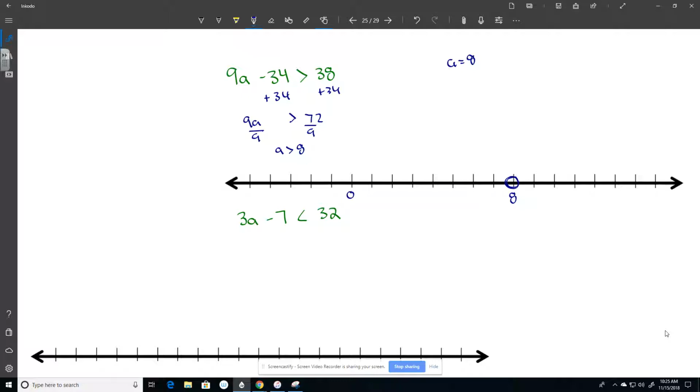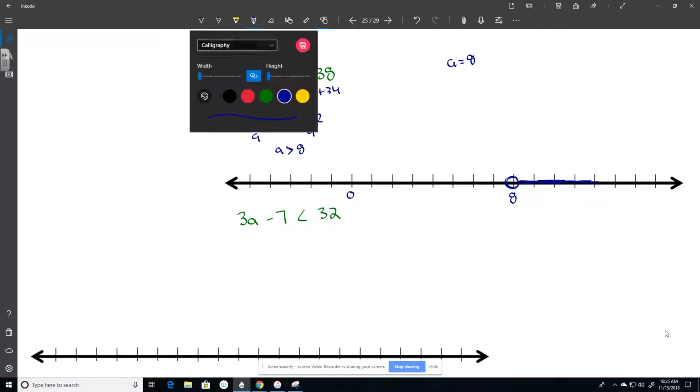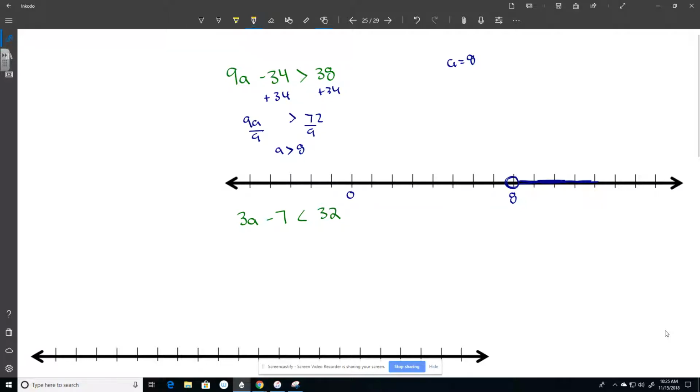And a is greater than 8. So I'm going to draw an arrow either pointing to the right or the left. If you can't remember which way to point it, look at your inequality here. My inequality looks like an arrow pointed to the right. So when I graph this, maybe we better use another color other than blue. I'm going to graph it with the arrow pointing to the right, because a is all of the numbers that are bigger than 8, and it doesn't include 8, so we have an open circle.